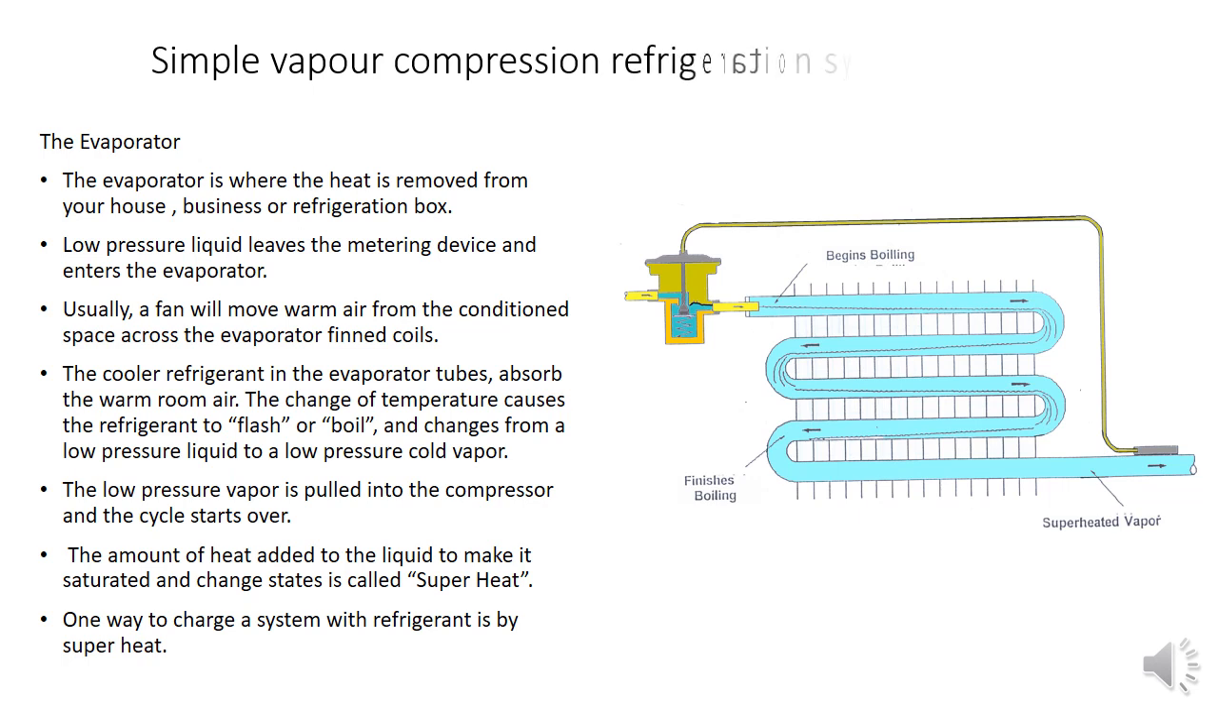The evaporator is the main device where the heat is removed from the designated space. Low pressure liquid leaves the expansion valve and enters the evaporator. Generally, a fan is used to move warm air from the conditioned space across the evaporator fin coil. The cooler refrigerant in the evaporator tubes absorbs the warm room air and changes from low pressure liquid to low pressure cold vapor. The low pressure vapor is pulled into the compressor and the cycle starts. The amount of heat added to the liquid makes it saturated, and therefore the state is called the superheated state.